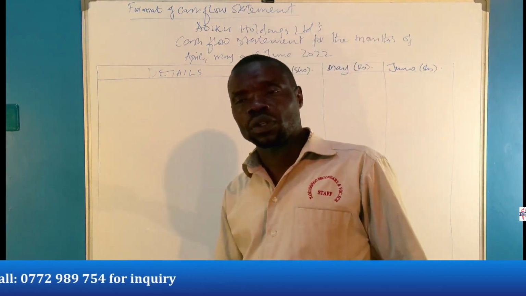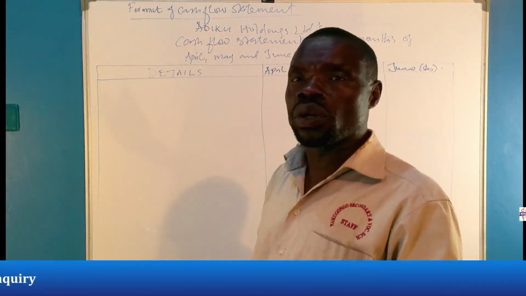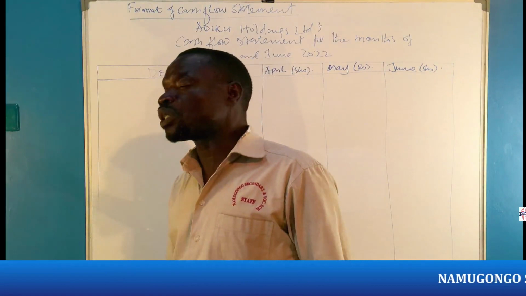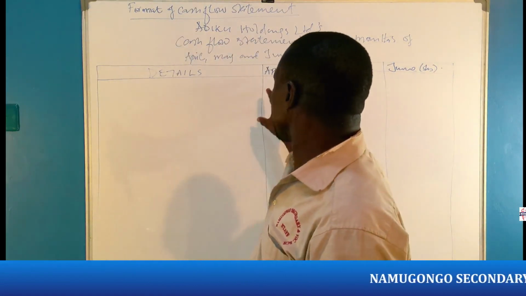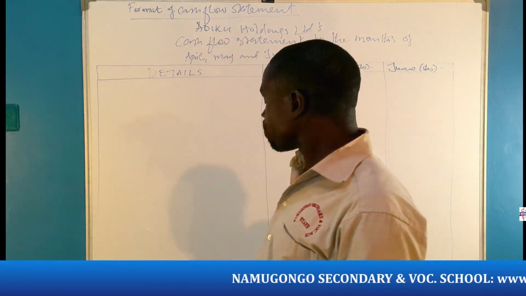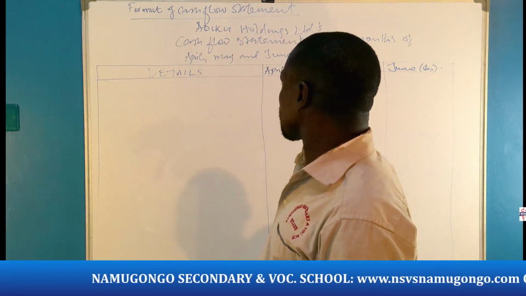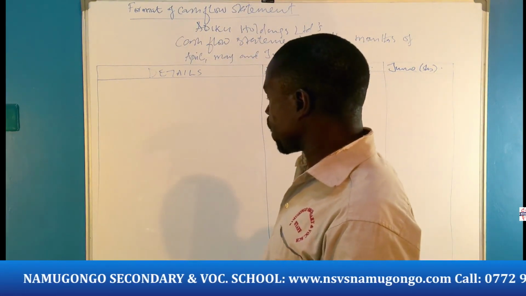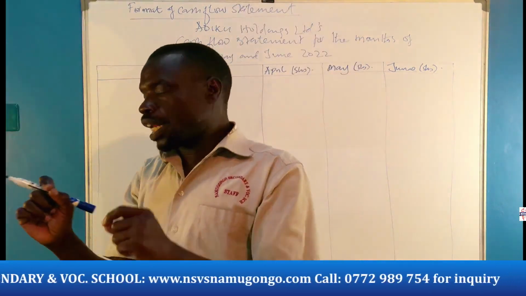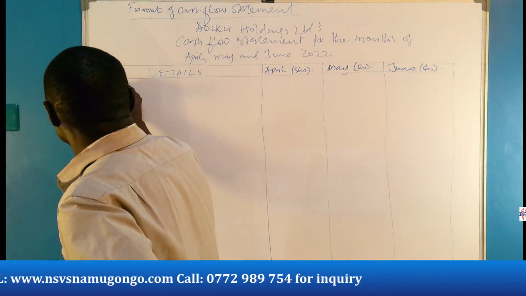Perhaps if this cash flow statement is kept in Kenya, it could also be in Kenyan shillings. If it is in UK, it could be in pounds, and if it is in USA, it could be in dollars. So for us, when in Uganda, we want to indicate it clearly that this is the months April, May, June. We shall have the cash flow statement here in units of shillings.